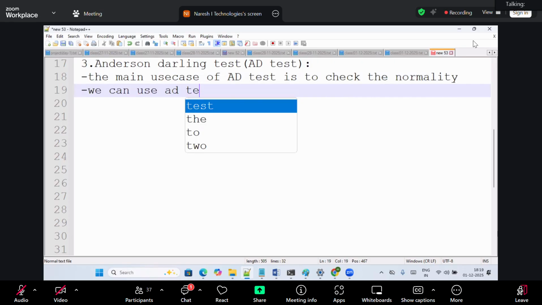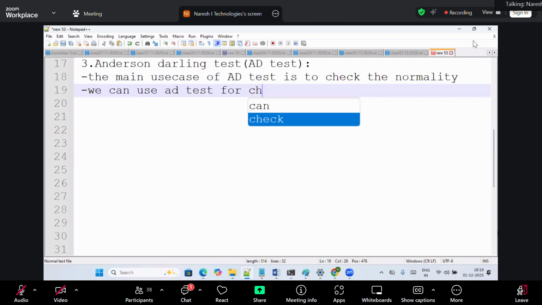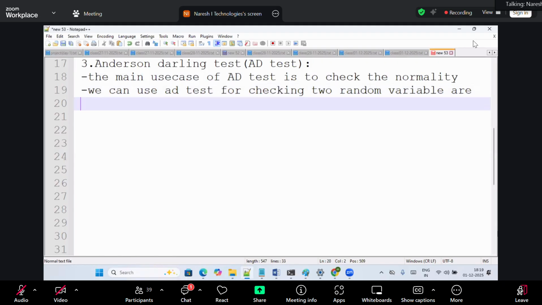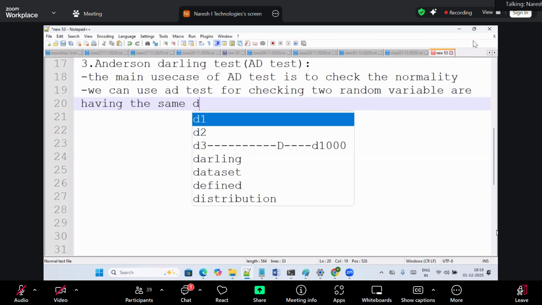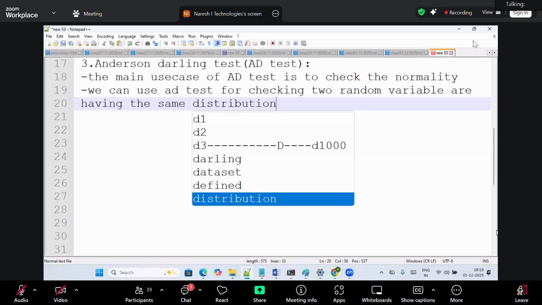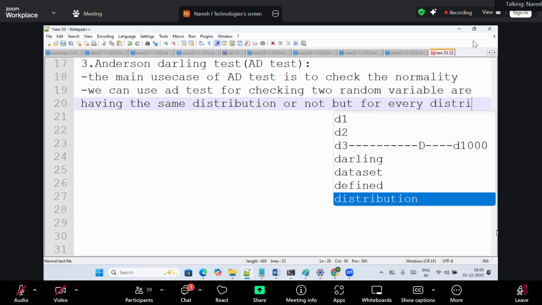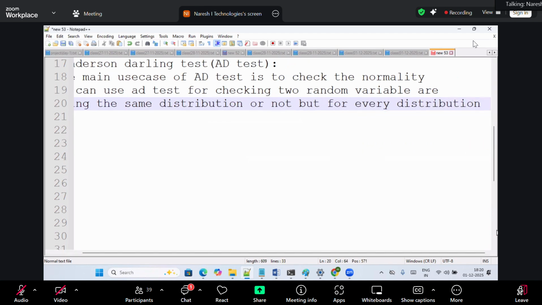This is also, we can use the AD test for checking whether two random variables are having the same distribution or not. But for every distribution, right? For example, guys, I want to check normality.